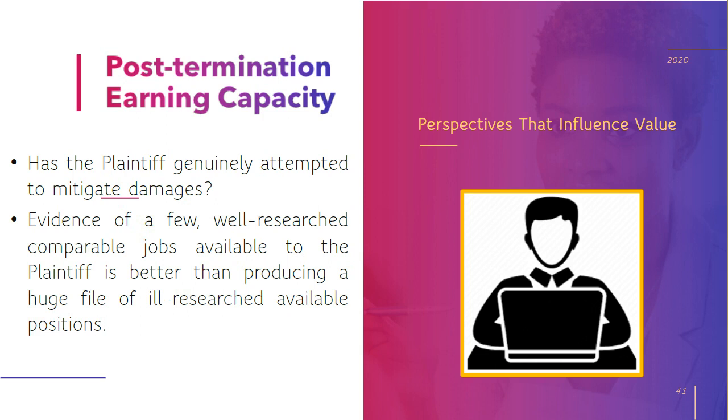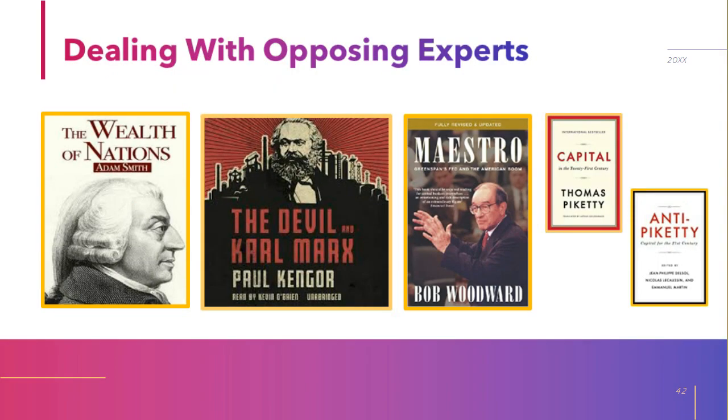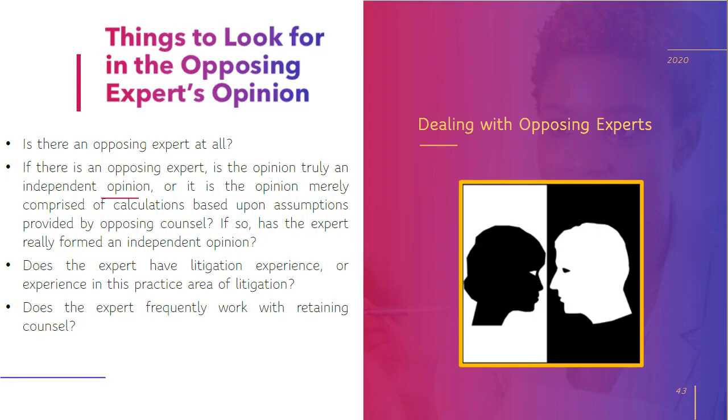Okay, dealing with opposing experts. There we have Karl Marx and Adam Smith, who have been in opposition for a long time. So if you have two economists in the case, hopefully they agree. If they don't, there's going to be differences, and how do you deal with them? Okay. I'm going to go quickly because I've only got about 10 more minutes. But here are things to look for in the opposing expert's opinion.